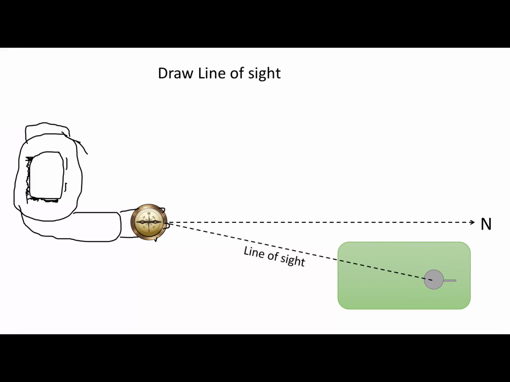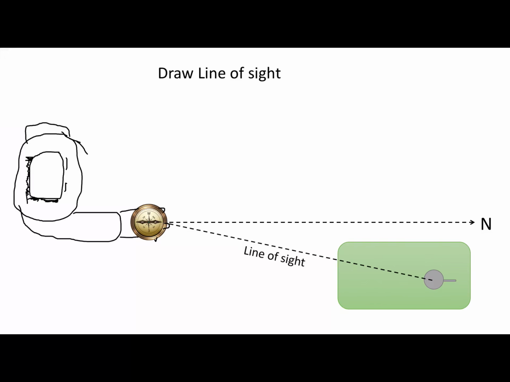Okay. Now you may start to recall some things. This is how we define angle of elevation and depression in previous videos. But please don't be confused here. Right now we are calculating bearing. So we face the north, we draw the north line, and we draw the line of sight.